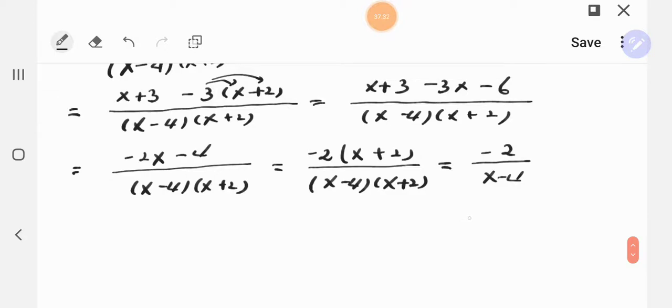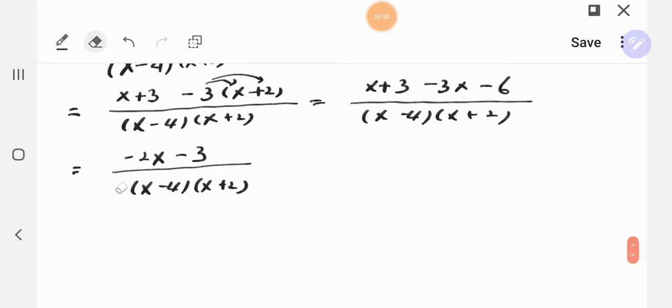Is something wrong? Okay, let me double check on this one. Yes, there's a mistake. In the numerator, 3 minus 6 is negative 3. So this is negative 3, so I have to erase this. So that is minus 3, right? So that's it. We don't need to do this because it's not factorable. So the numerator is negative 2x minus 3 over the denominator, the LCD. So we are done.